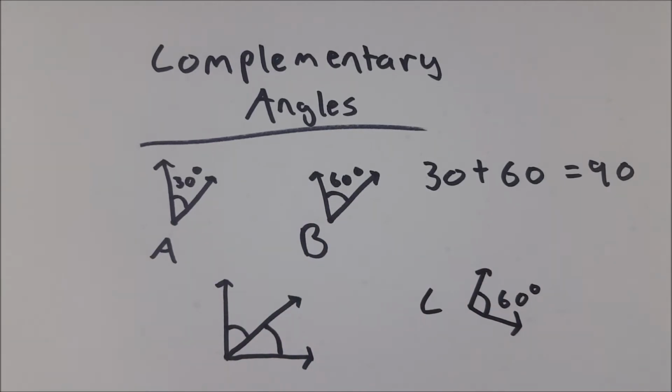So one more time, complementary angles are angles that sum up to 90 degrees. So two angles are complementary if their angle sum is 90 degrees, and if you put them adjacent to each other, they would form a right angle.